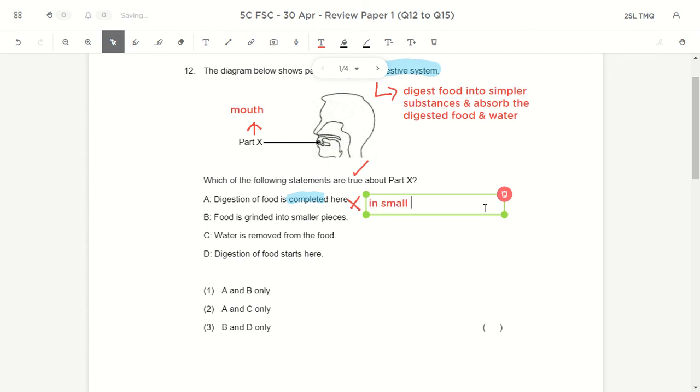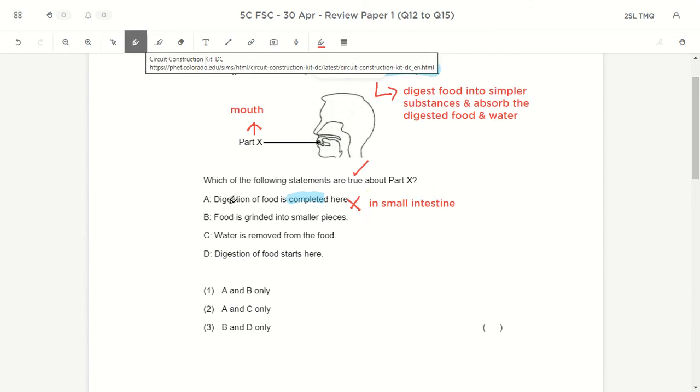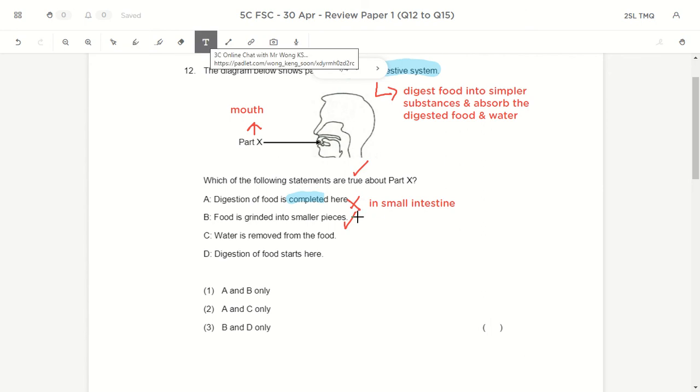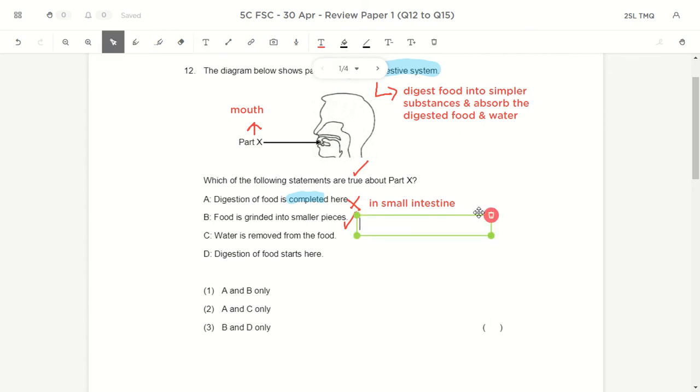Of course, it's still digested in the small intestine, but by the end of the small intestine, it will have been completely digested. So the process of digestion will end at the end of the small intestine. So this is wrong. Number 2, sentence B, food is ground into smaller pieces, correct? Using our teeth. The function of our teeth is to make the food into smaller substances, smaller but not simpler. So this is by our teeth.